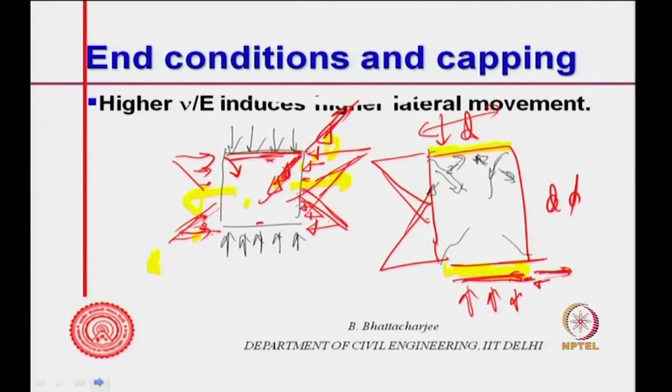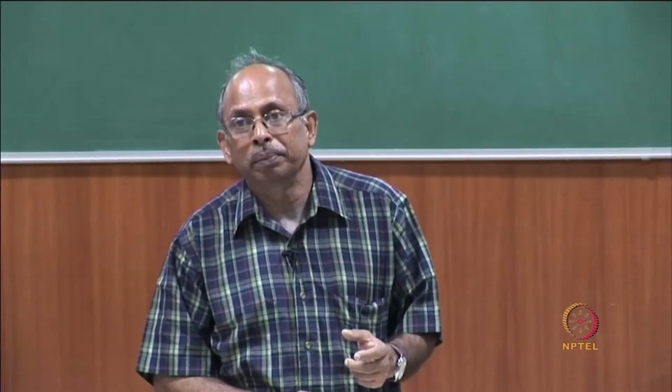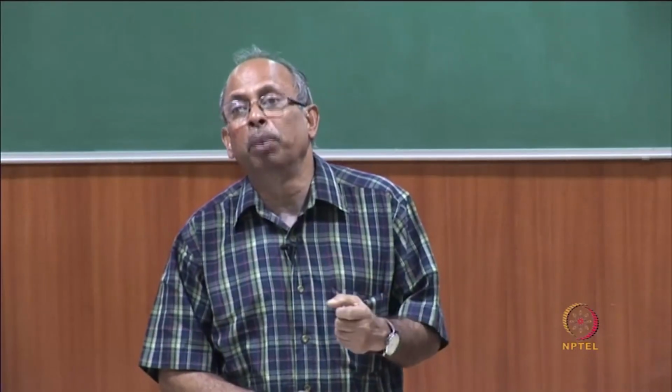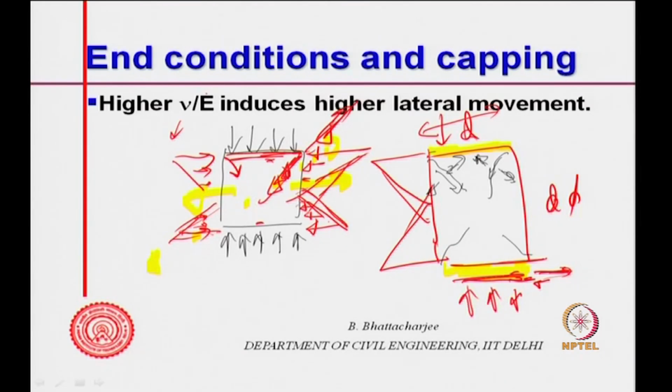So, in other words, let me put it here. Higher nu, where nu is the Poisson's ratio, divided by E, the modulus of elasticity or stiffness. The more the modulus of elasticity, the less will be the movement. So, nu by E is important. If E is less, this term is going to be higher, and if nu is more, this term is going to be higher. So, higher nu by E induces higher lateral movement. So, that is what we have understood.